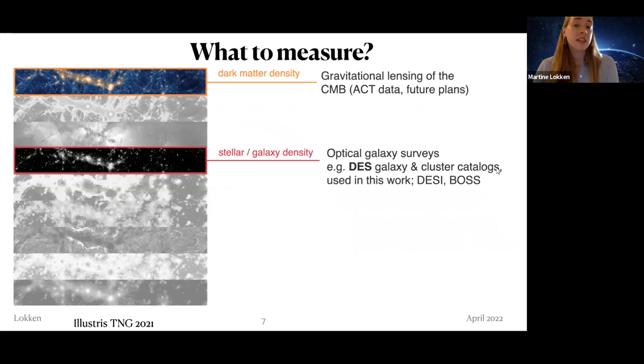In addition to the gas, we can look at the dark matter density through lensing. This is something that our group hasn't yet approached, but we will do that in the future. And what we have done is look at galaxy survey data from the Dark Energy Survey. We've also done a bit with BOSS, and in the future plan to work with the DESI catalogs.